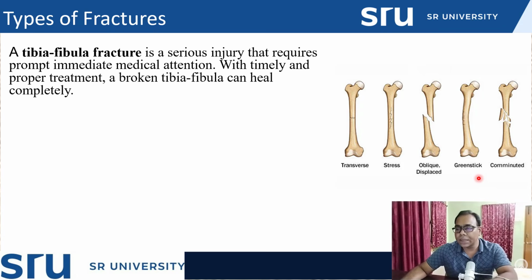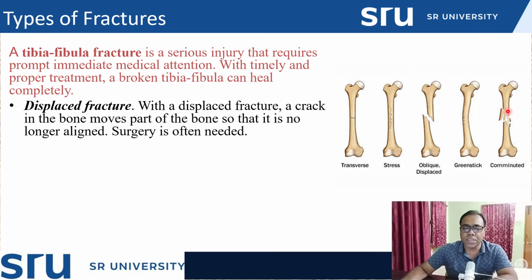Similarly, in the comminuted type of fracture, in that case we can see that multiple parts of the bone are formed. So the fracture happens and it breaks into multiple parts. Again, this is one of the serious kinds of injuries. So maybe displacement may take place, like oblique displacement kind of things will be there.